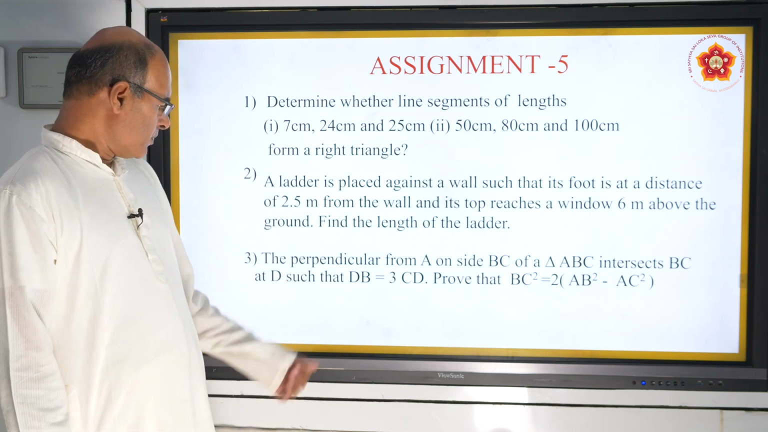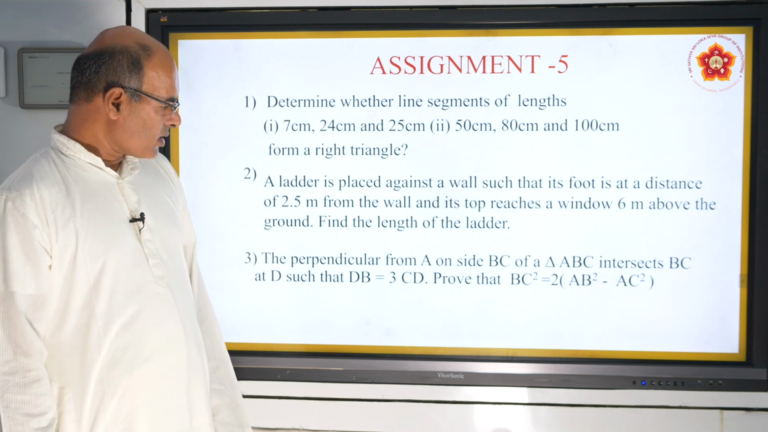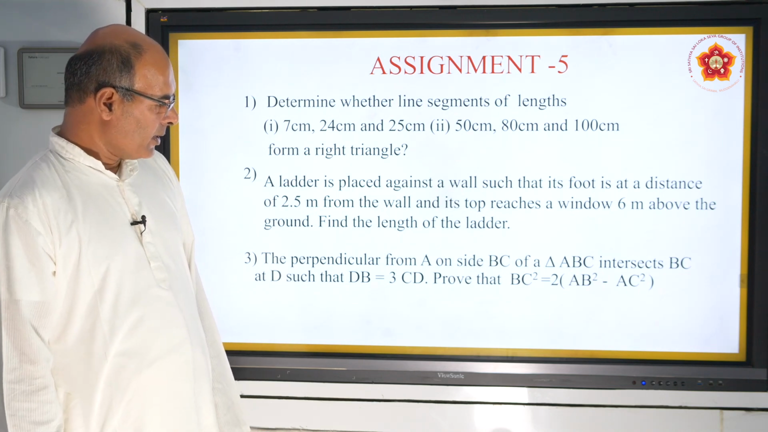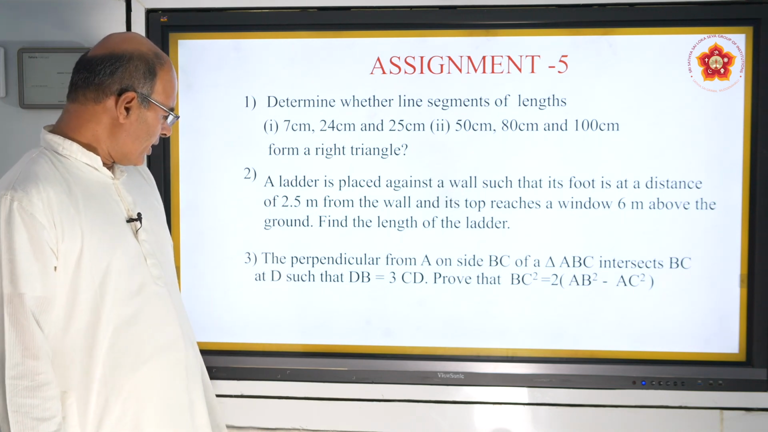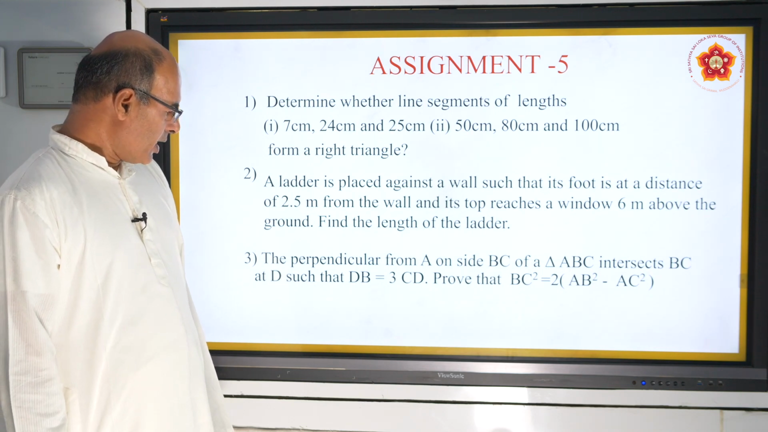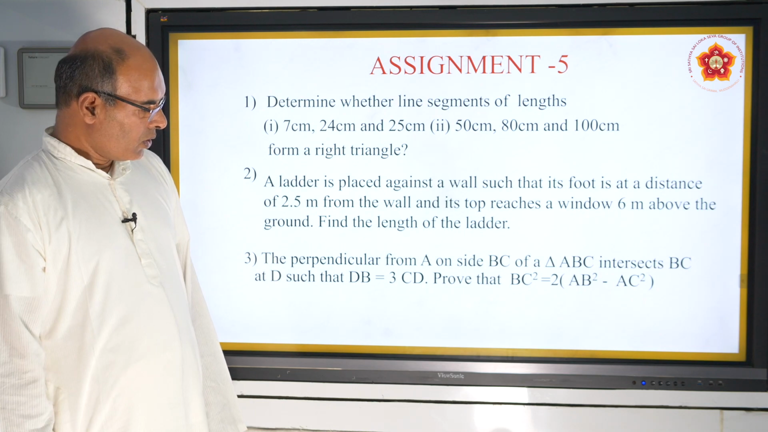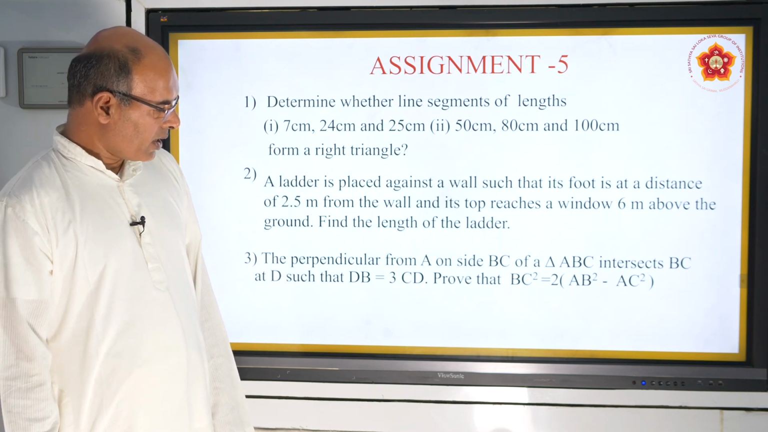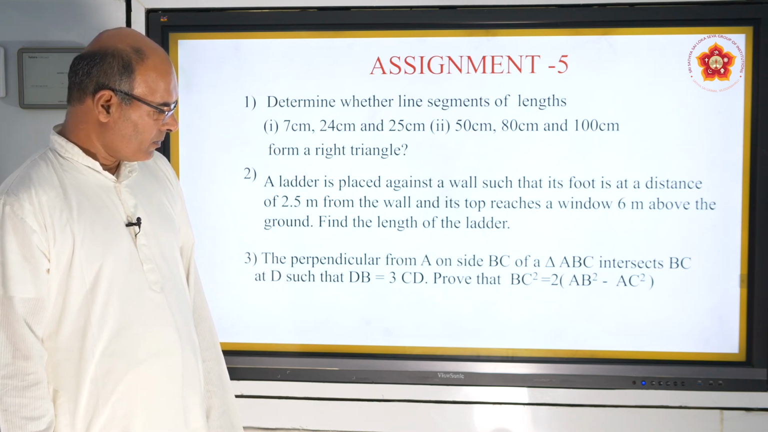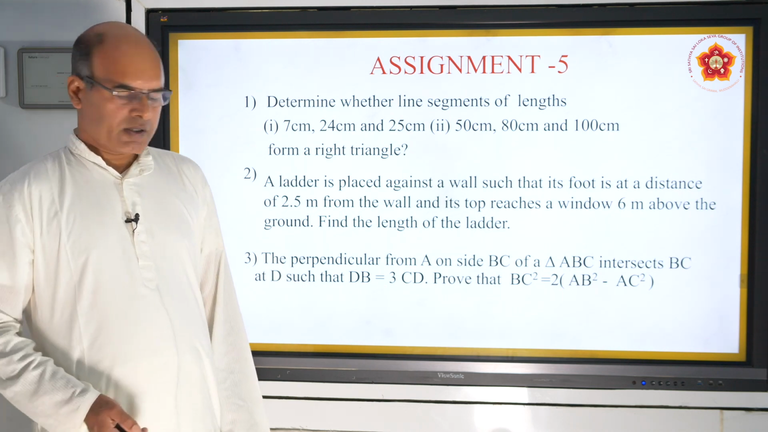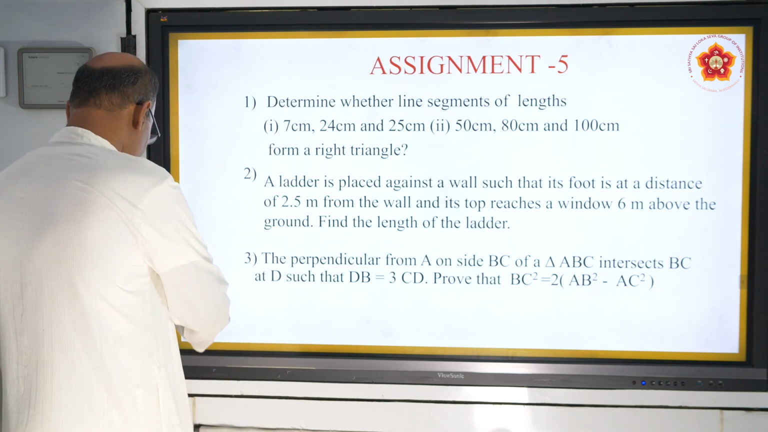And the last question: the perpendicular from A on side BC of triangle ABC intersects BC at D such that BD is equal to 3CD. Prove that BC square is equal to 2 times AB square minus AC square. Do you want the picture for it? I'll draw a picture.